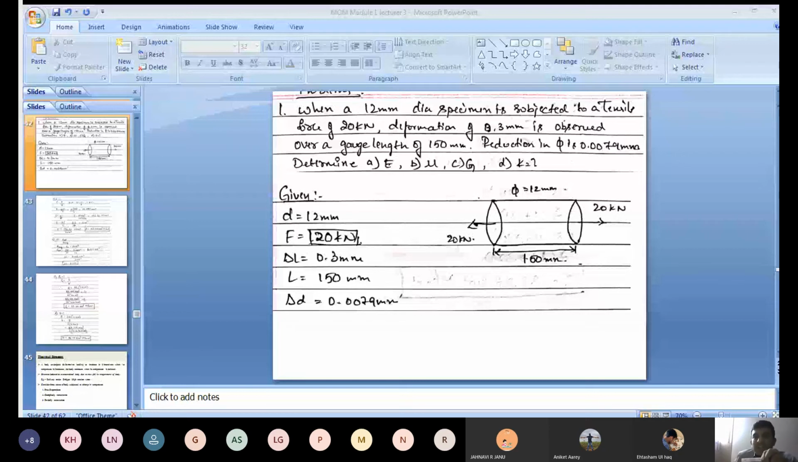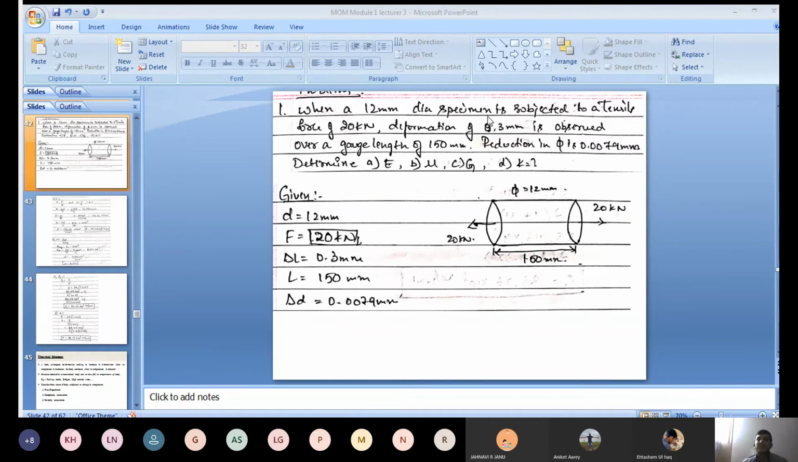So what does it indicate? Change in length of the specimen, delta L. Delta L is equal to 0.3 mm over a gauge length L equal to 150 mm. Now reduction in diameter. Once the 0.3 mm change takes place along the length, at the same time what happened? Diameter reduces from 12 mm. How much reduction here? 0.079 mm, which means delta D, not D2. Determine Young's modulus, Poisson ratio, shear modulus and bulk modulus.